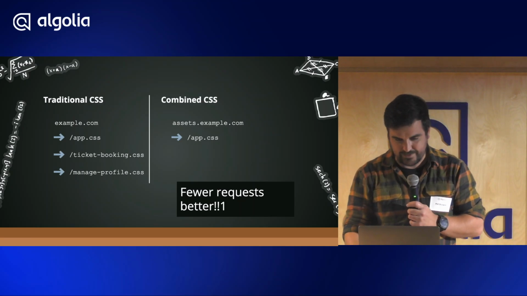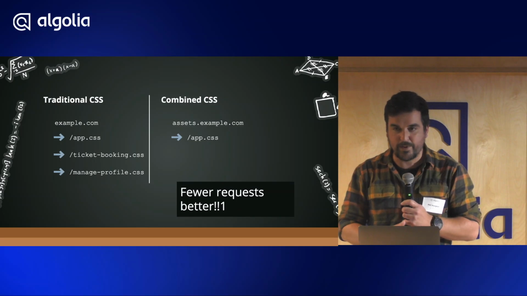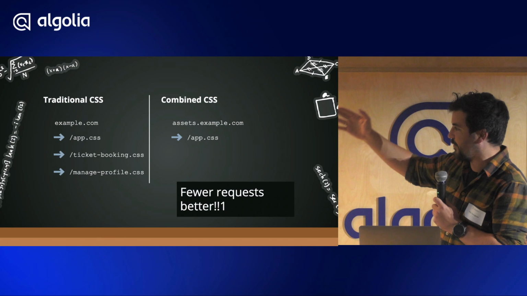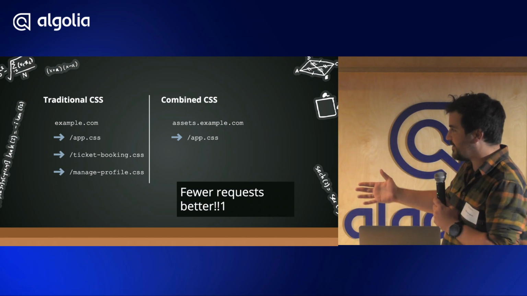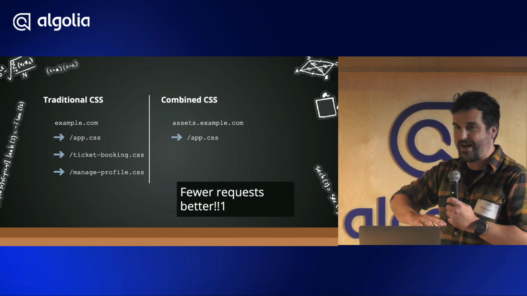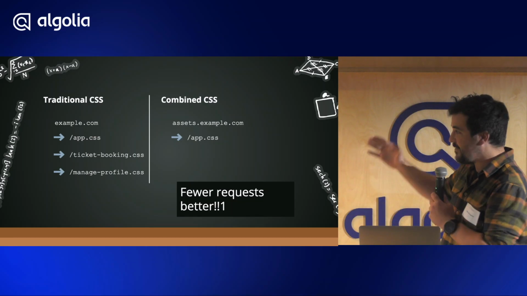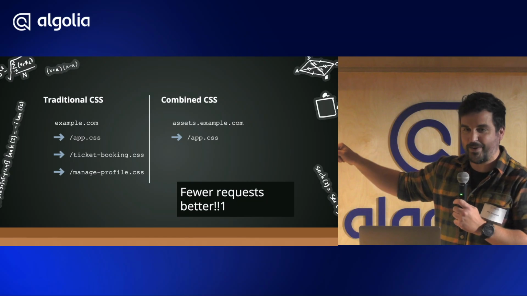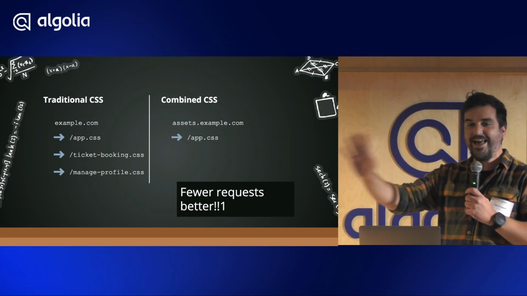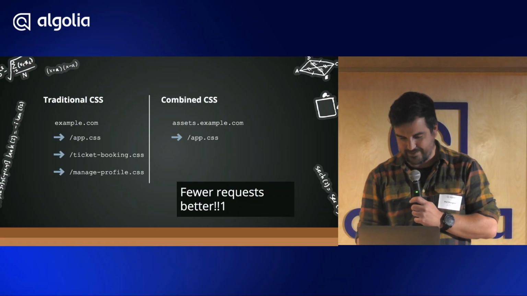We did this with images. We did this with CSS. We combined everything into one massive CSS. Instead of having some CSS for the ticket booking process and some CSS for the managing profiles page, you would shove everything into application CSS. And even if you didn't plan on going to either of those 2 pages, you can sit there and wait for that CSS to load before you can see anything. Have fun with the internet, isn't that nice?